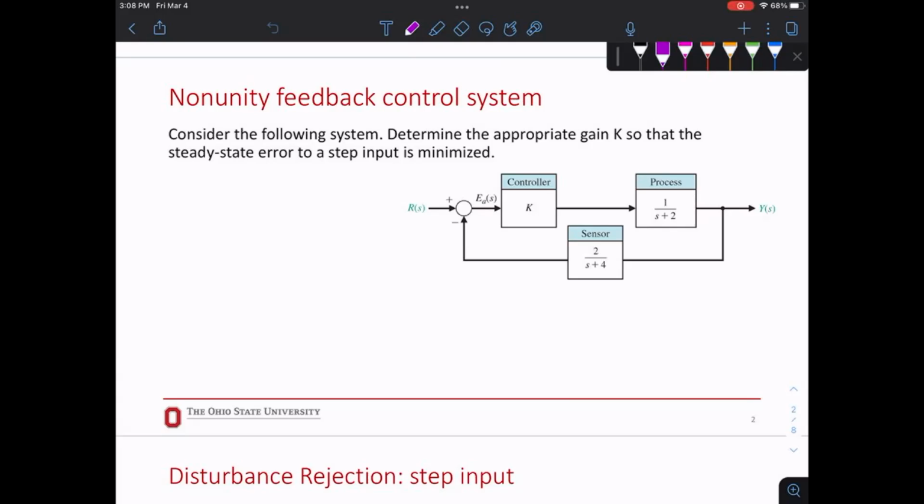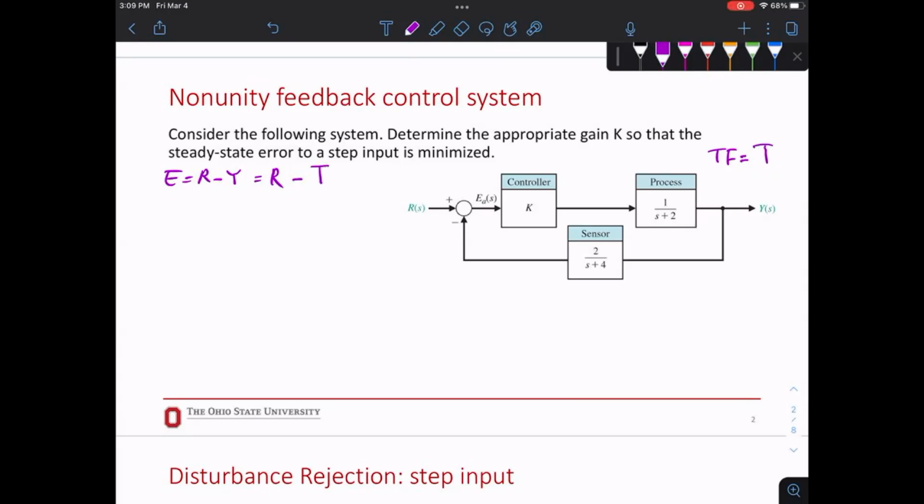To find the error, you have to go back to that original equation we had. How do we find error? What do you do to find the error? Yes, the difference between input and output, R minus Y, right? So when we wrote R minus Y previously, if you remember, we said that R is R, and then we wrote the transfer function, whatever it was, we put it here. I'm going to call it T.